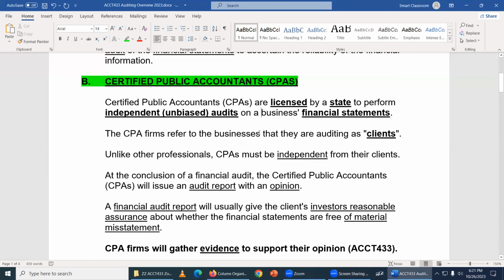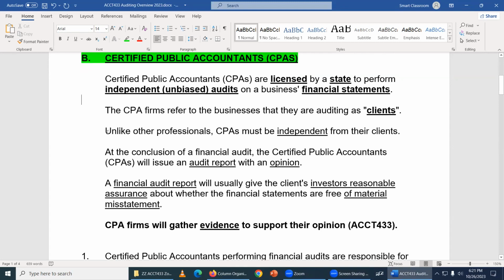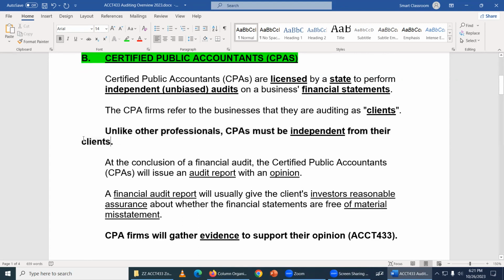But anyway, the CPA firm is going to do the audit for IBM. They will treat IBM as a client. IBM is paying their bills, so IBM pays the CPA firm to come in. Now, here's where it gets a little strange compared to other professionals. Unlike other professionals, the CPA firm must be independent from the clients. This is very different than, say, doctors or lawyers.